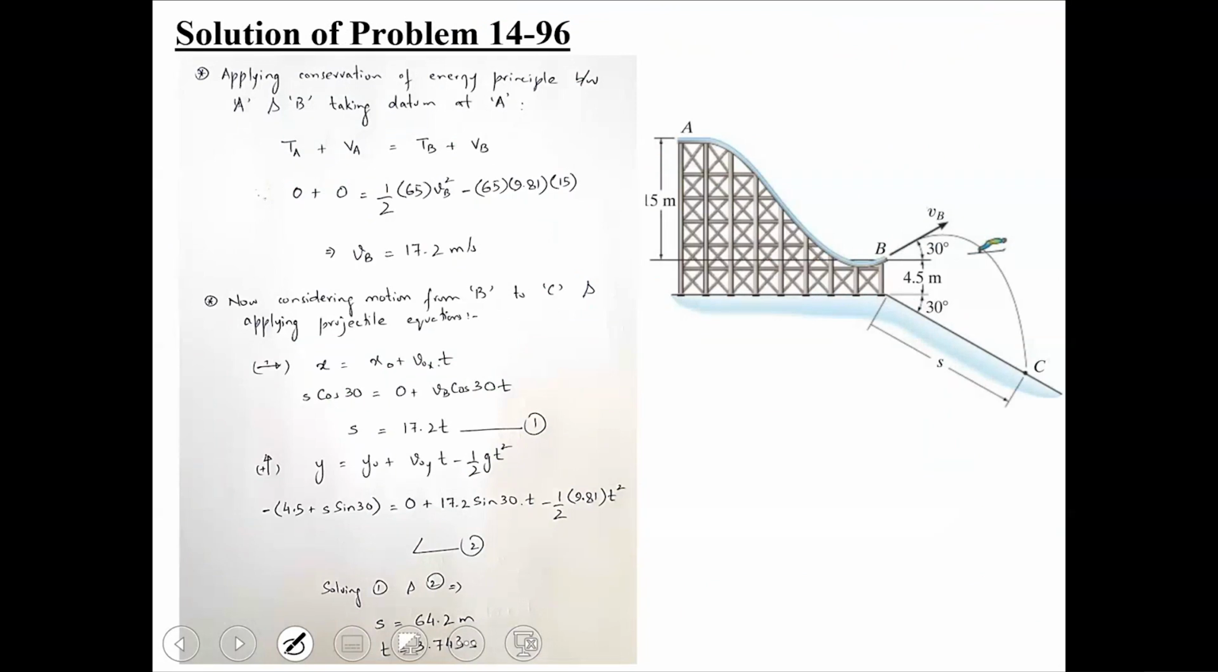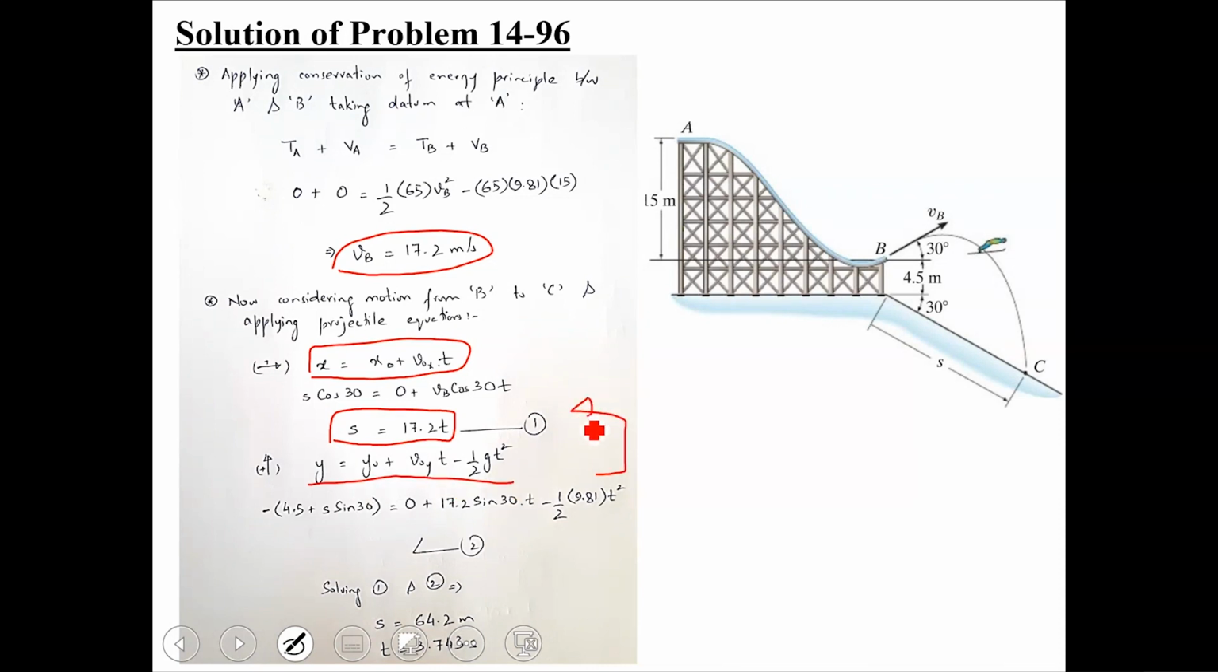So quickly हम अगर solution को देखें, first of all we applied the conservation of energy principle and found the value of VB to be equal to 17.2 meters per second. Then we considered the projectile motion from B to C. First of all we applied the range equation which will give us S to be equal to 17.2 t. Then we applied the vertical motion equation जिससे हमारे पास ये दो इक्वेशंस आ जाएंगी। Solving these two equations simultaneously would give us the value of S and t to be equal to the values shown here. So I hope the point is clear to all of you.